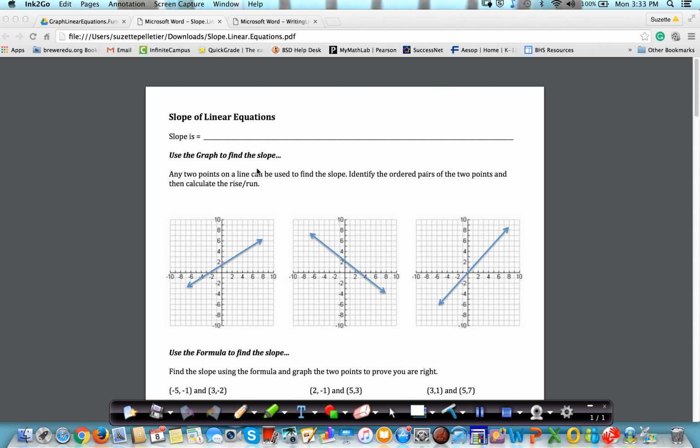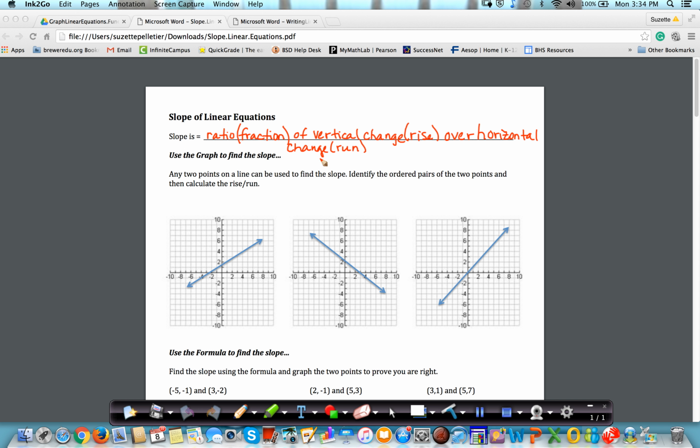Slope of linear equations. Let's define slope to get started. So slope is a ratio. Remember, a ratio is usually a fraction, so some value in the numerator, some value in the denominator. It is the ratio or fraction of vertical change, vertical change, that's the rise, over the horizontal change. And we call that the run.